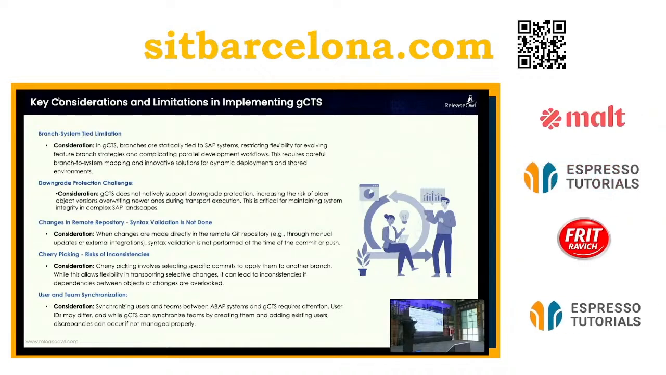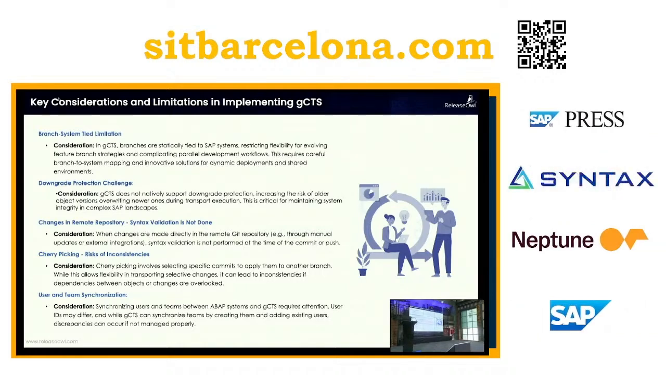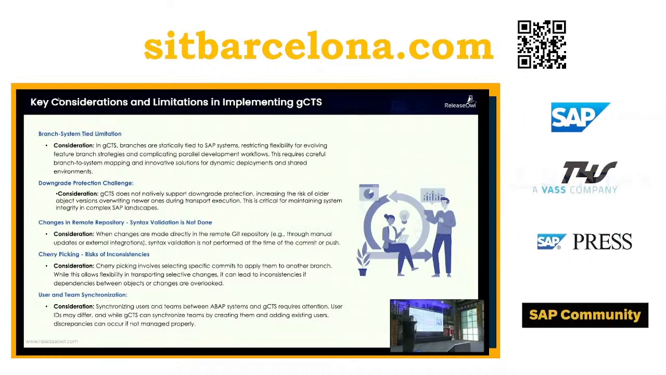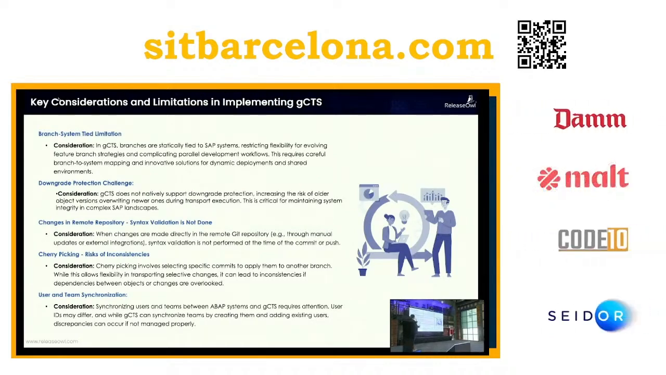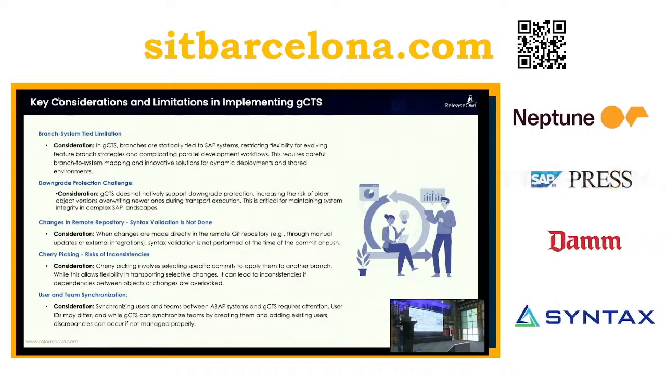And last is the user and team. We have found a minor issue with respect to synchronizing teams between ABAP systems and gCTS, as the user IDs change a little bit. So these are some of the challenges that we have seen when implementing gCTS. I will just show in ReleaseOwl how this pipeline looks.